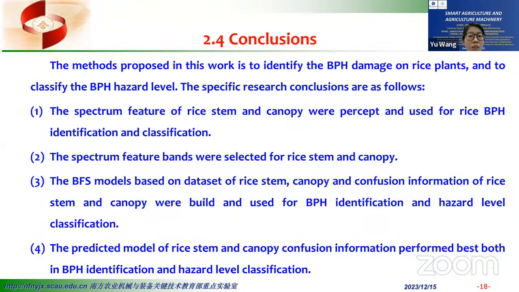Conclusions. The method proposed in this work is to identify the BPH damage on rice plants and to classify the BPH hazard level. The specific research conclusions are as follows. The spectrum features of rice stem and canopy were perceived and used for rice BPH identification and classification. The spectrum feature bands were selected for rice stem and canopy, and the models based on datasets of rice stem, canopy, and fused information of rice stem and canopy were built and used for BPH identification and hazard level classification. The predicted model of rice stem and canopy fusion information performed much better than both stem and canopy spectrum in BPH identification and hazard level classification.